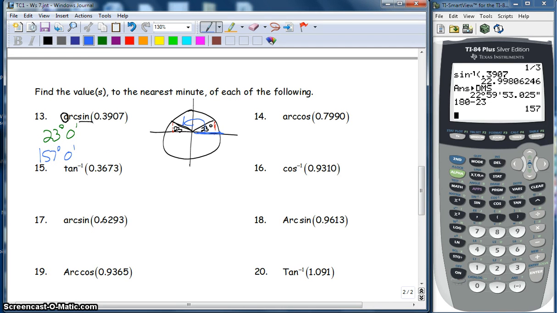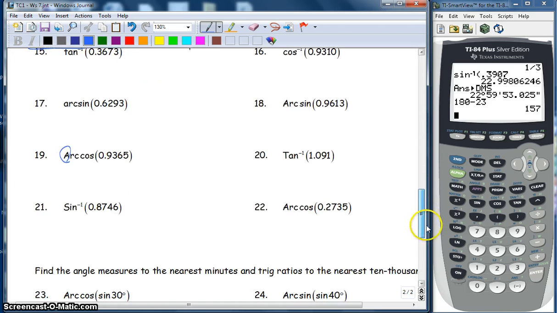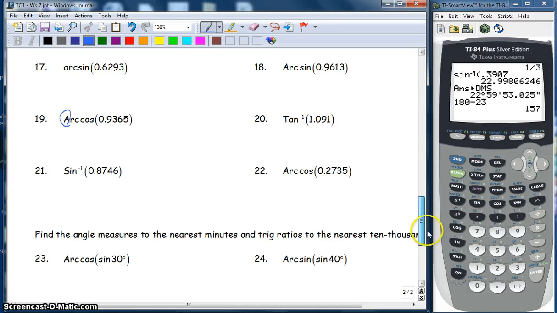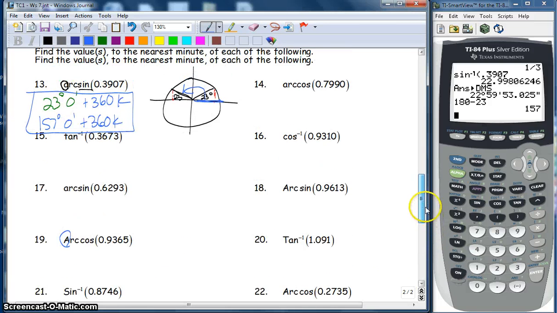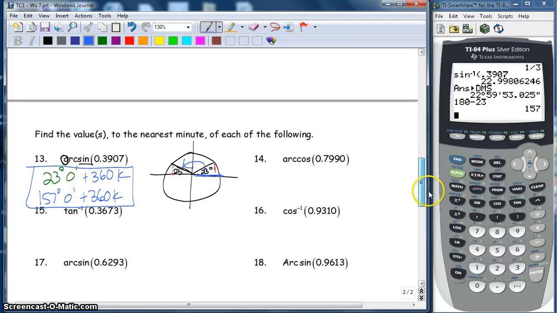Now, since these are in degrees and since we have little arc, we need to add all our infinitely many possible solutions. We have 360k and 360k. And there are our final solutions for that problem. All right, let's do a cosine one, and then again for all the big ones, so 18 to 22, you should be able to do just inverse cosine, inverse tangent, inverse sine, and use your calculator value.